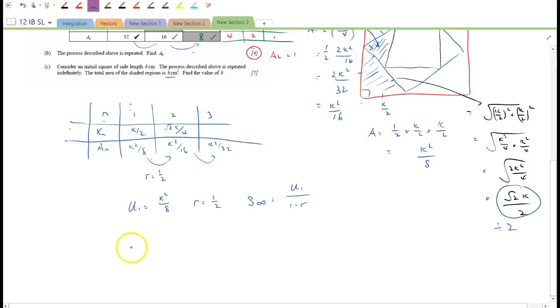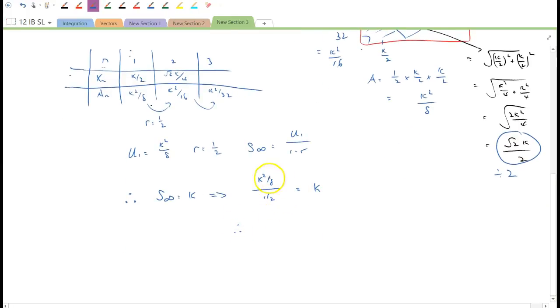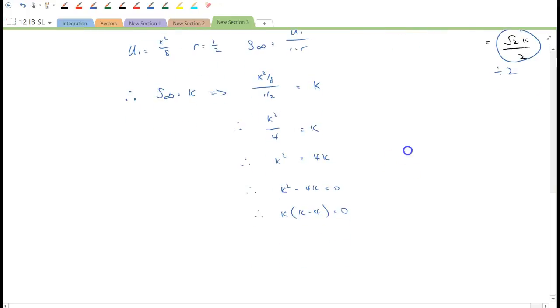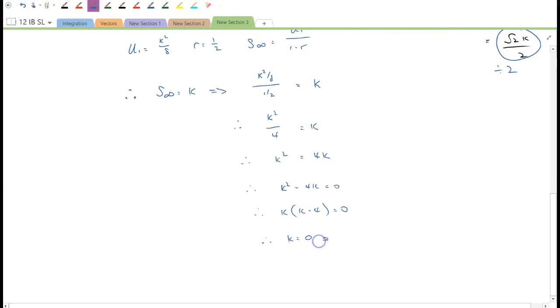So therefore, my infinite sum is equal to K, which means now I can put in my u1, which is K squared over 8 over 1 minus r, which is 1/2, and I can make that equal to K and solve. So times top and bottom by 8, and we get K squared over 4 is equal to K, so therefore K squared is equal to 4K, so therefore K squared minus 4K is equal to 0, and therefore K times K minus 4 equals 0, and therefore K is equal to 0 or 4.